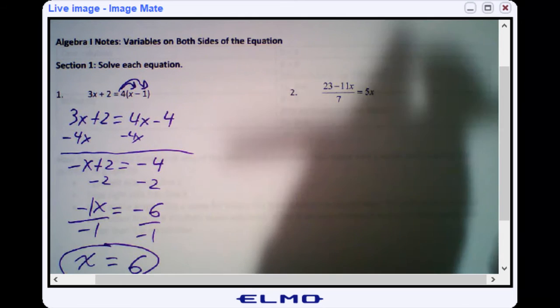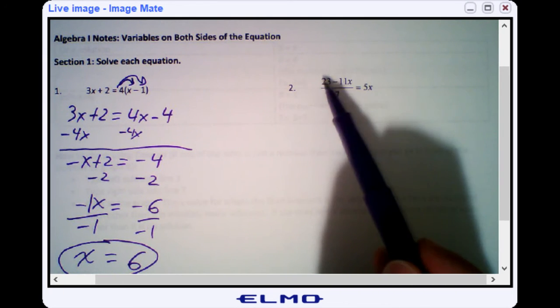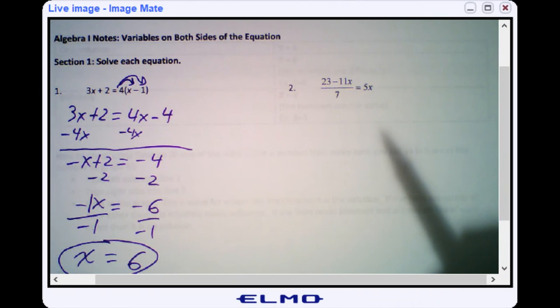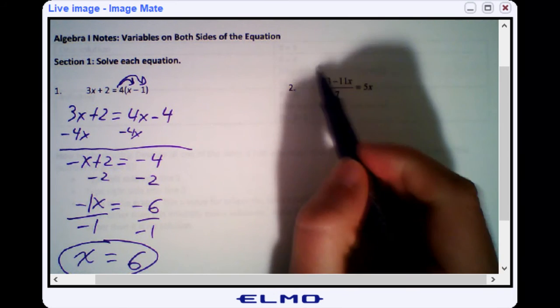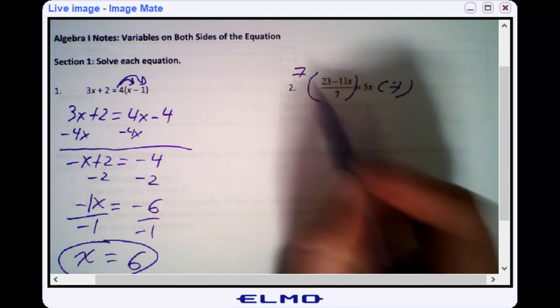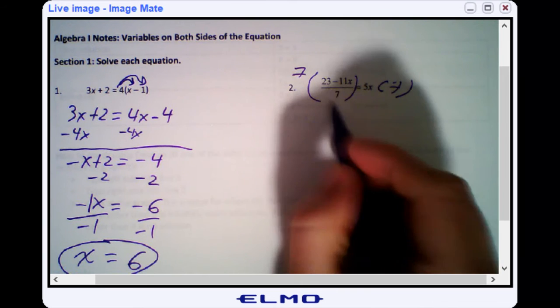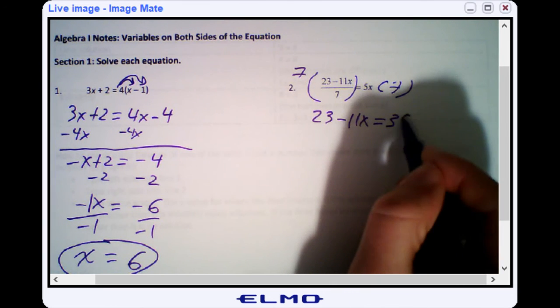For problem 2, I see these are not like terms. I cannot combine them. I have no parentheses, so I can just go ahead and start solving. I don't like fractions. These seem to make life difficult sometimes, so I'm going to multiply both sides by 7, because a fraction is just division. Multiplication undoes division. We'll have 23 minus 11x equals 35x.